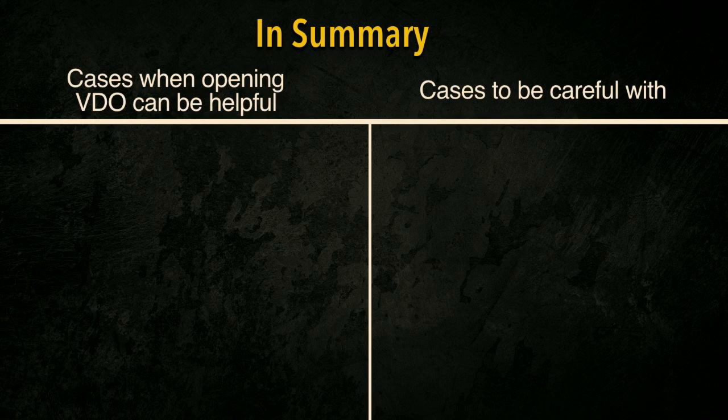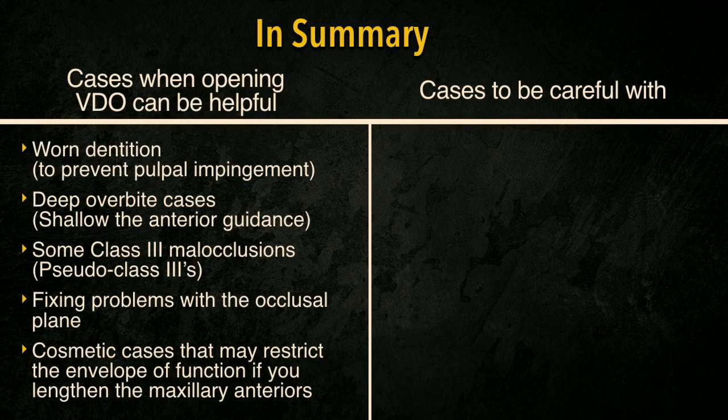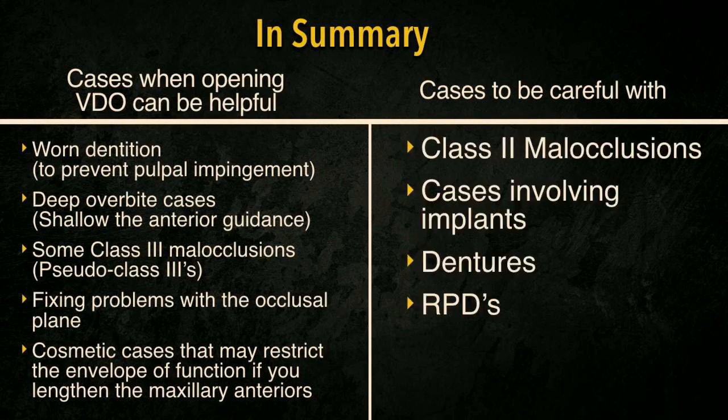So in summary, cases where opening vertical can be helpful. Teraz podsumowanie. Przypadki, w których podniesienie wymiaru pionowego zwarcia może być pomocne. Those worn dentition cases. Przypadki ze startym uzębieniem. Deep overbite cases. Przypadki z głębokim nagryzem pionowym. Some class 3s. Niektóre przypadki klasy trzeciej. Occlusal plane issues. Problemy z płaszczyzną okluzji. And then those aesthetic cases where you're concerned about restricting the envelope of function. I te przypadki estetyczne, gdzie obawiamy się, że mogłoby dojść do zaburzenia koperty funkcjonalnej.